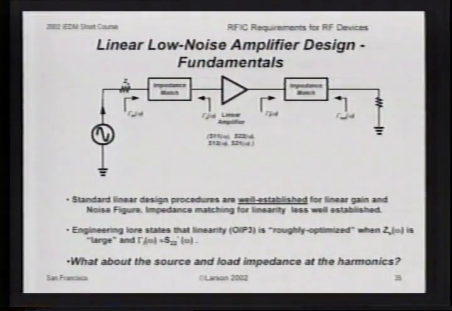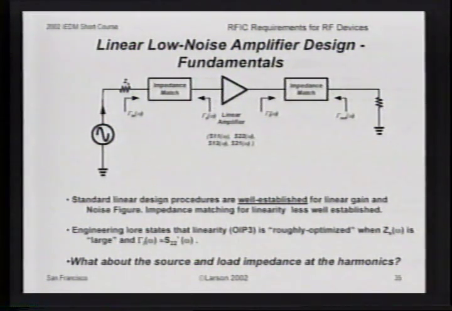But the question of how do we impedance match a device, or how do we design an amplifier to get the best linearity, this is still an evolving field. And engineering lore, once again, states that the linearity is roughly optimized when the source impedance is large. This is the passive network that we would apply to the device right here. And when the output is essentially conjugately matched so that we get the best gain out of the circuit.